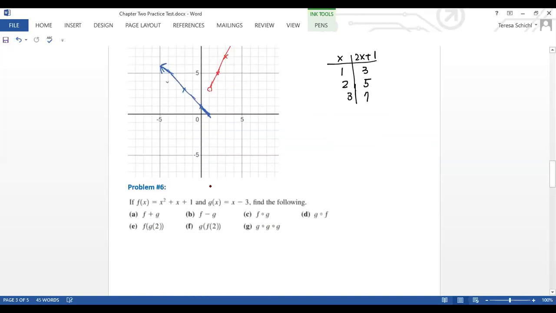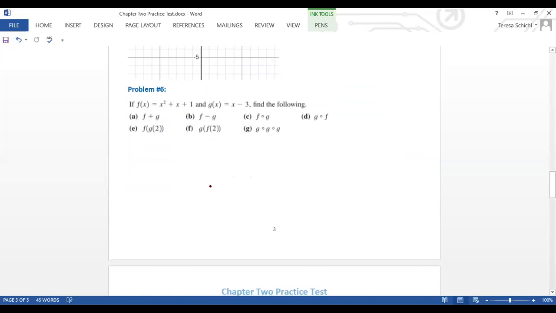Okay, so now let's take a look. This is the composite function. So let's say f of x equals x squared plus x plus 1, and g of x equals x minus 3 here. Okay, so f plus g. Let's take a look at the easy ones here. Save some space for the others, okay? So f plus g.